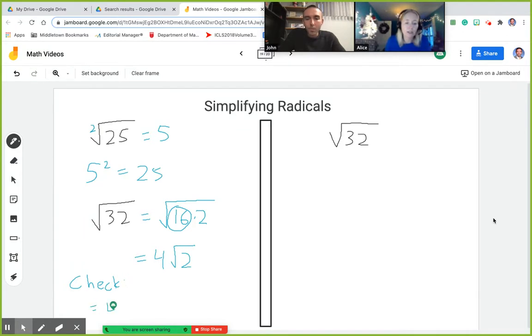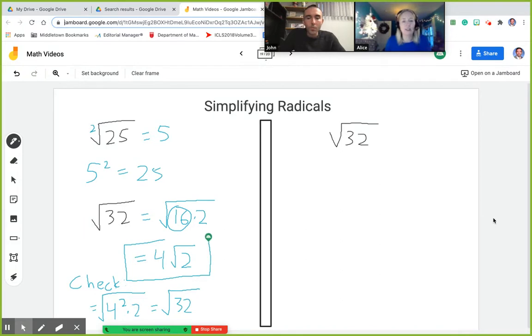Then I would say, okay, is 4 squared times 2 equal to what I started with? And it is. 4 squared is 16. 16 times 2 is 32. So I ended up back where I started. Now, you don't have to check it. If that just gives you a headache, you don't have to check it. But I just like being able to do that. That right there is our answer.